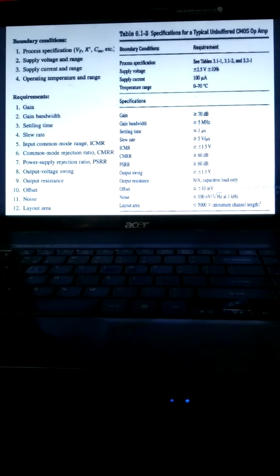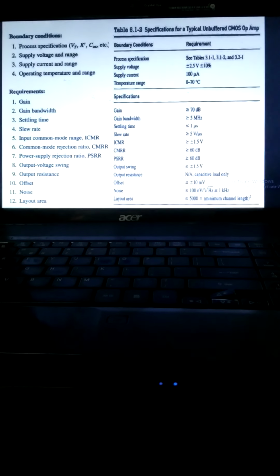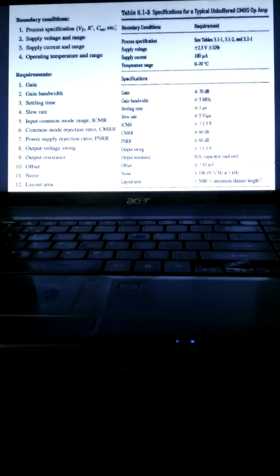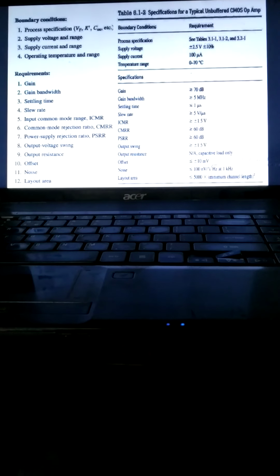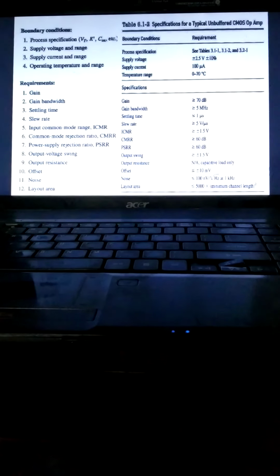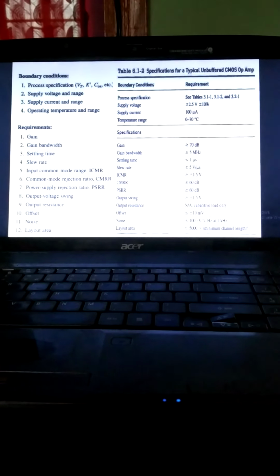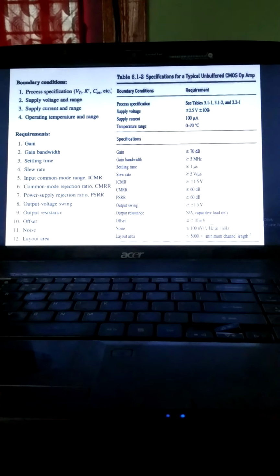Now, what is the boundary condition? The boundary condition specifies the process we require, like the threshold voltage, oxide capacitance, transistor parameters, parasitic voltage, and all such specifications required for any type of CMOS design. This is the first boundary condition. The second boundary condition is supply voltage and range. Third is supply current and range. Fourth is operating temperature, and its range.